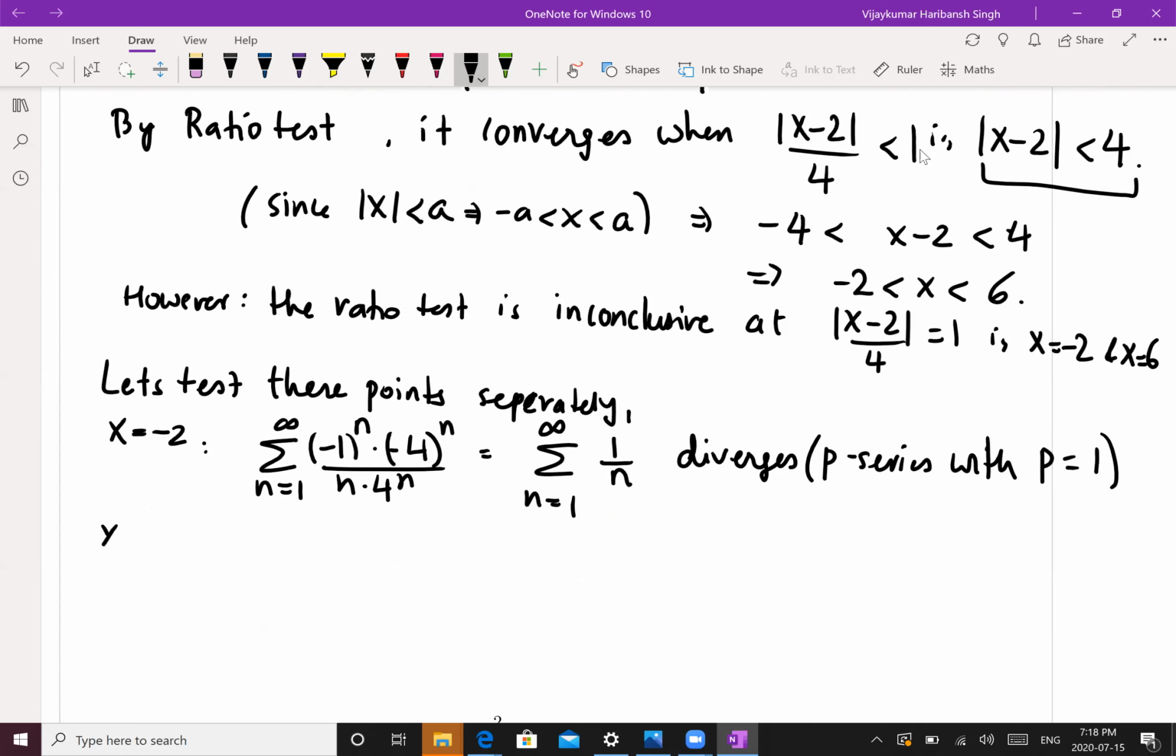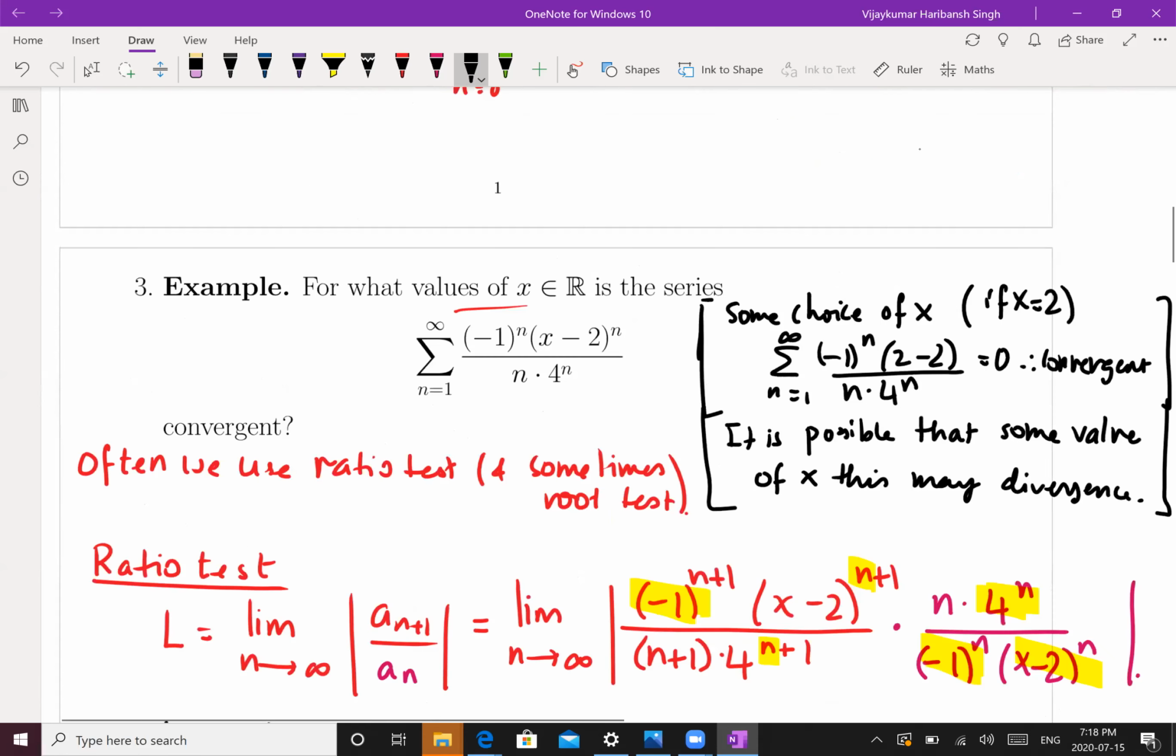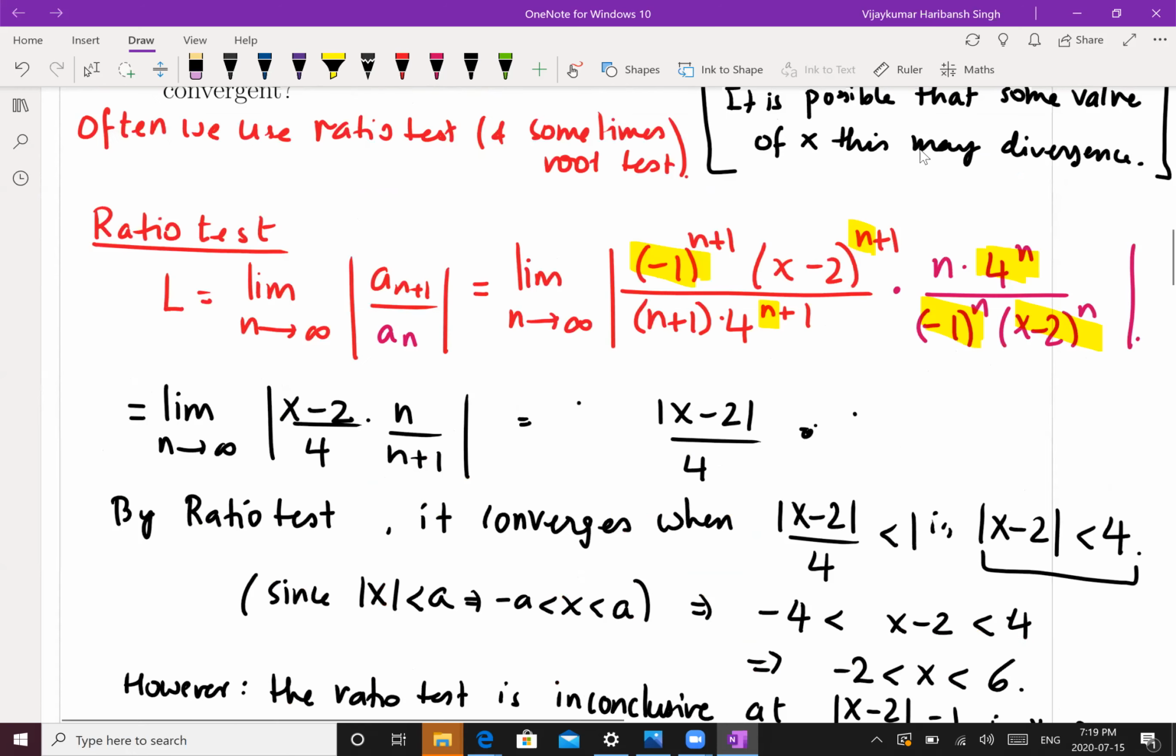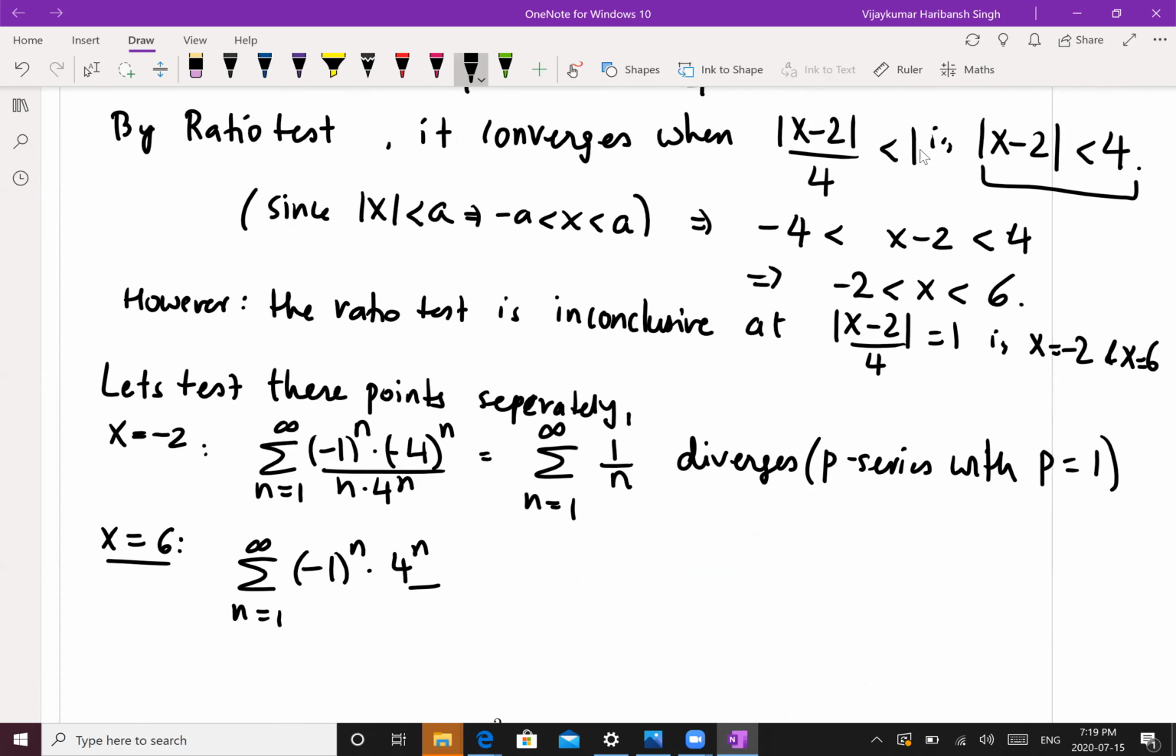Now we have to check for x equals 6. The series will become what? The summation n equals 1 to infinity of (-1)^n times (6-2). So 6-2 is what? 4, right? So we'll get 4^n divided by n times 4^n. This will become the summation n equals 1 to infinity of (-1)^n over n. And this converges. And the reason is what? Alternating series test.